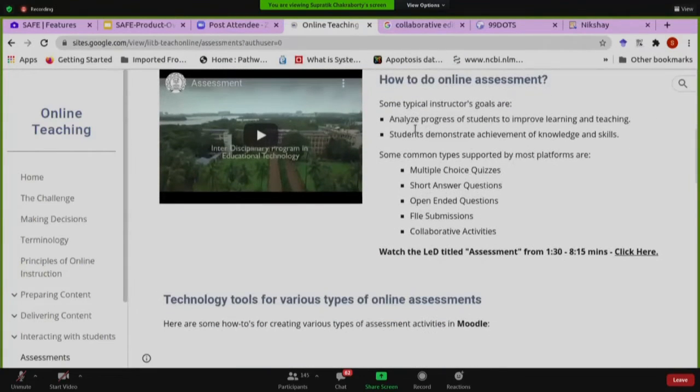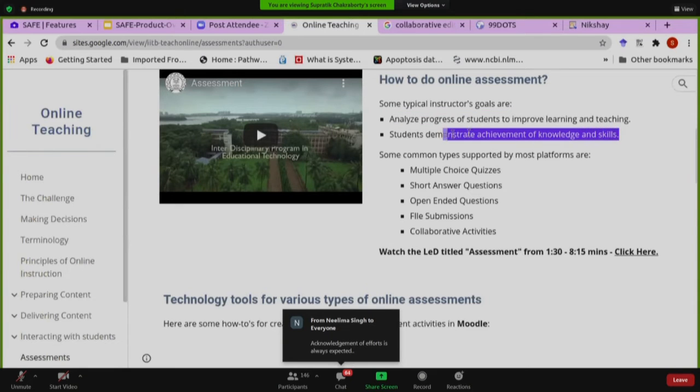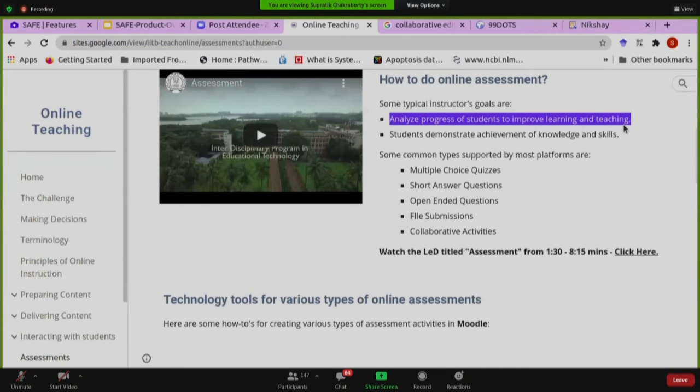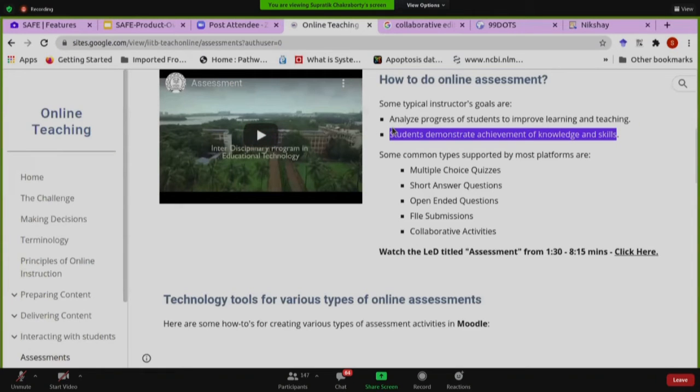Okay, so typically in an online setting, actually not just in an online setting, even otherwise, there are two reasons why we want to do assessment. One is to analyze the progress of the students, to improve their learning and teaching, to get them more engaged. And the other is for the students to demonstrate how much knowledge and skill they have achieved. Typically the first one is called formative assessment and the second one is called summative assessment. And both of them have their roles.